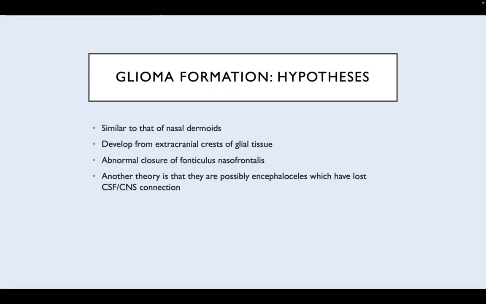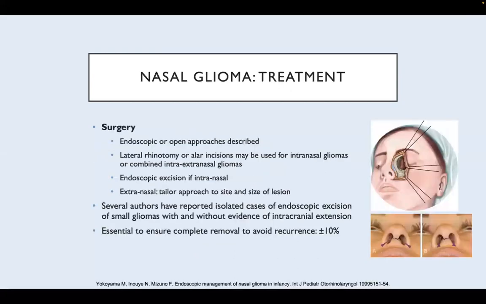In terms of the hypothesis of how these lesions are formed, it's similar to that of nasal dermoids, and they develop from extracranial crests of glial tissue, and you get abnormal closure of the ventriculus nasofrontalis, which is that embryonic structure I mentioned earlier. Another theory is that they're possibly encephaloceles that have just lost their CSF or CNS connection.